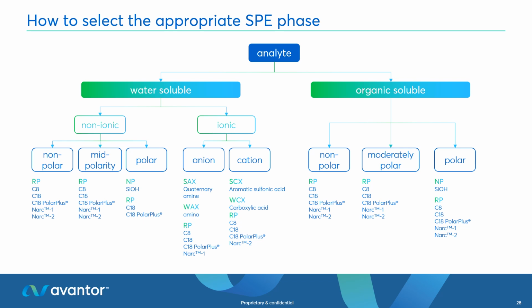For oligonucleotides, we're looking at an ionic compound that has anion characteristics, and so we'll predominantly be looking at either SAX or WAX or a mixed mode of those. So in this case, we'll actually be looking at a weak anion exchange.